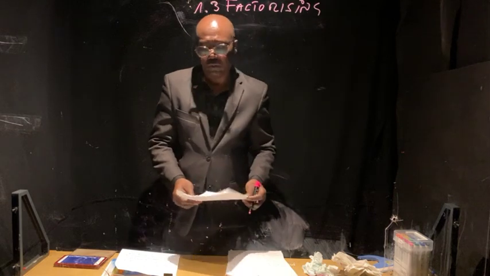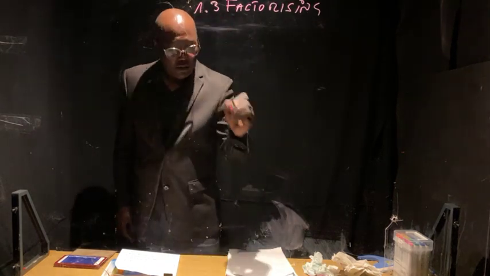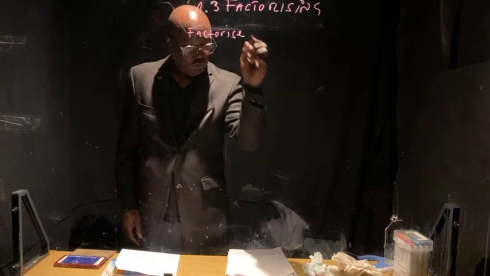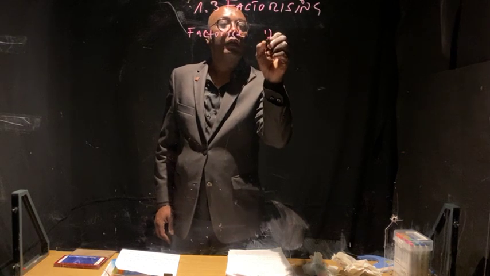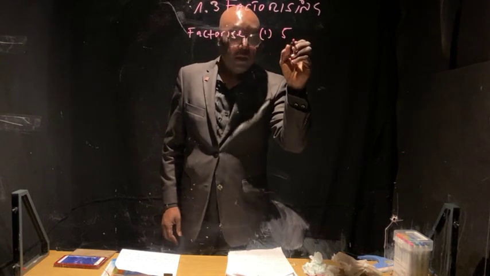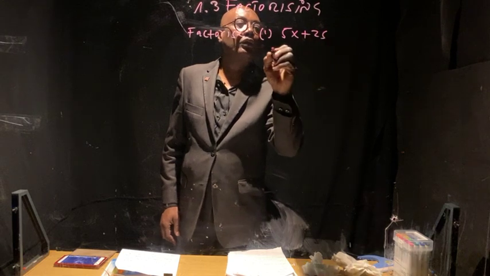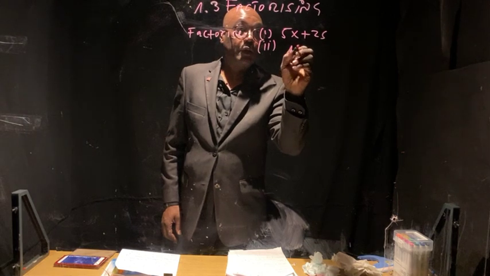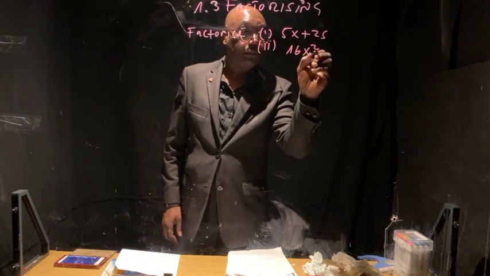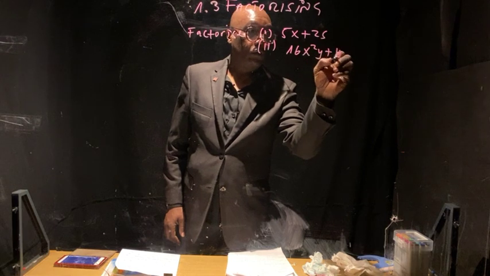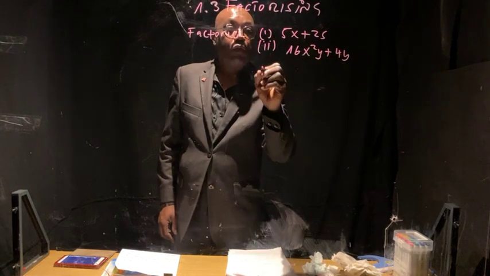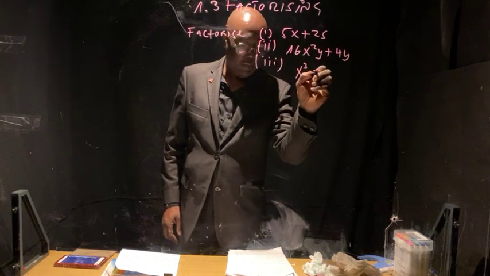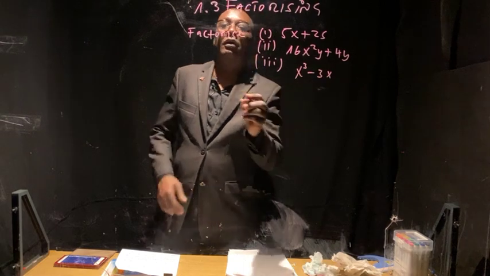Okay, let's start with this one, for instance. Factorize: 1. 5x plus 25. 2. 16x squared y plus 4y. 3. x cubed minus 3x. Good.